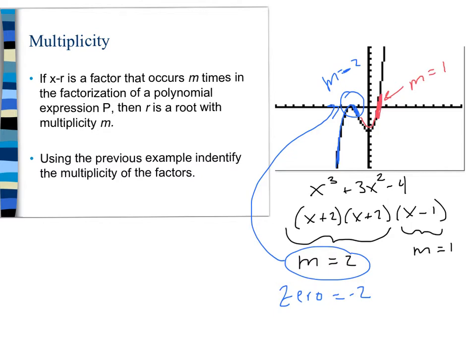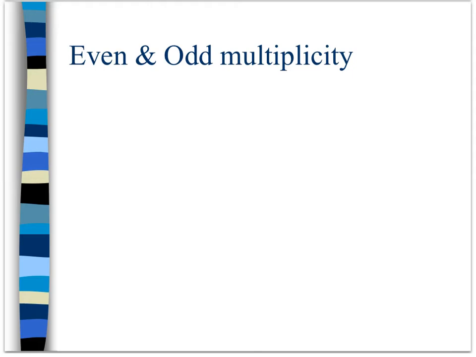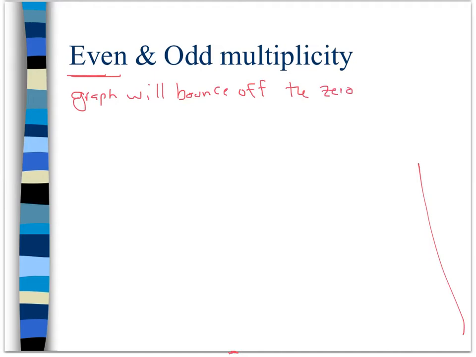And so we have a pattern here. We'll discuss the pattern in a second, but the basic idea is multiplicity is how many times we see the 0. Because we see this one twice, the multiplicity is 2. Because we see this one once, the multiplicity is 1. Pattern with this: when our multiplicity is even, okay, so even multiplicity, the graph will bounce off the 0, okay, when it's even.